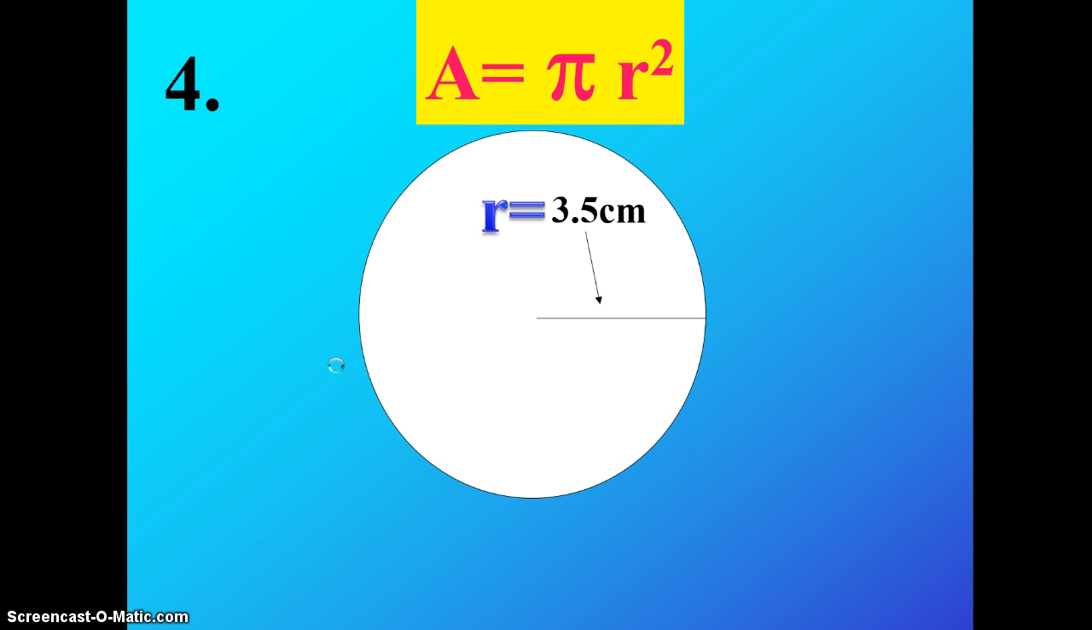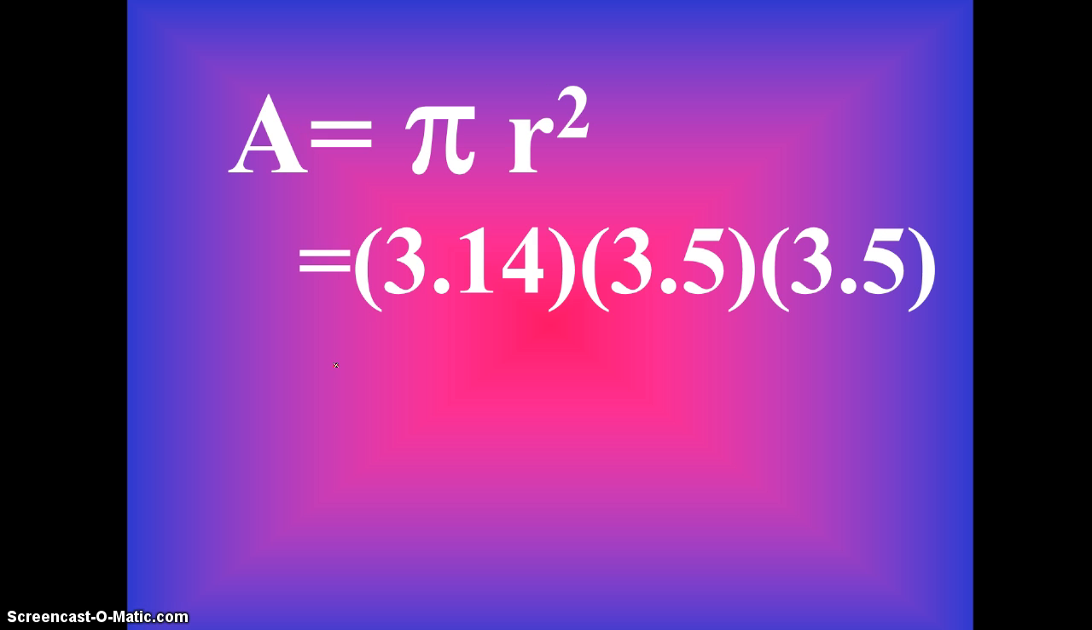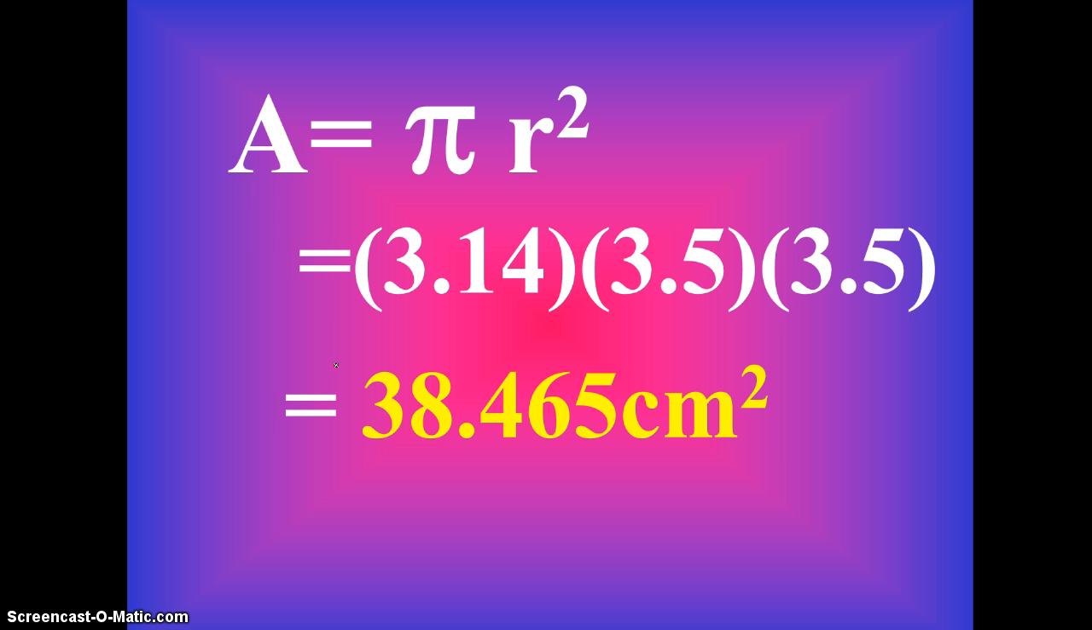Number 4, our radius is 3 5/10. Same formula, we're always going to start with that formula. I'm going to encourage you to write it over and over again when you're dealing with area, because as you can see, we're starting to really use all the formulas now. So it's going to be really important that you use the right one at the right time. And our area, 38 465 centimeters squared.